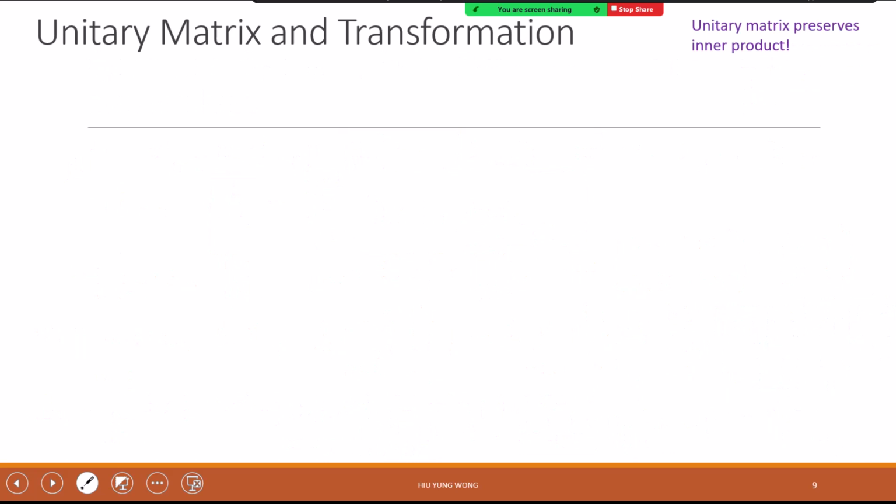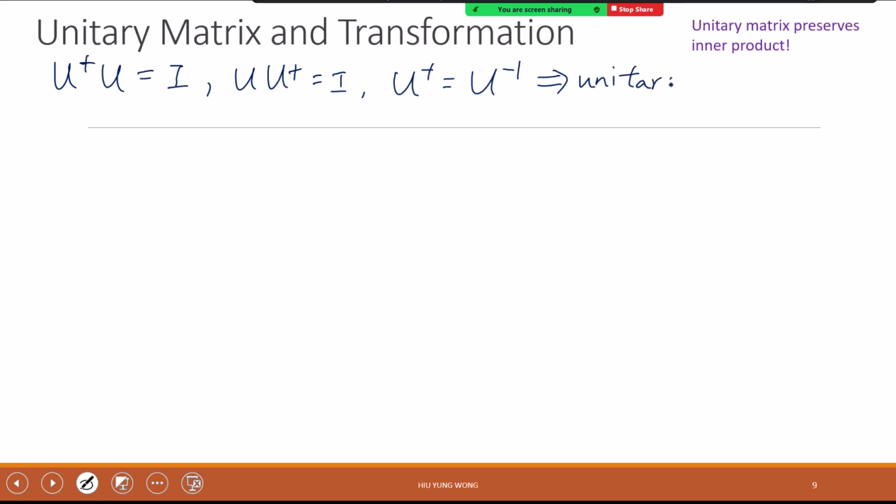Okay, if not, let me move forward. So we need to understand a new concept, which is the unitary matrix and transformation. It's very easy. A matrix is unitary if U dagger times U equals I, or, which is equivalent, U times U dagger equals I. Or you can say U dagger equals U inverse. They are all equivalent. Okay? This is called a unitary matrix. Just a definition.